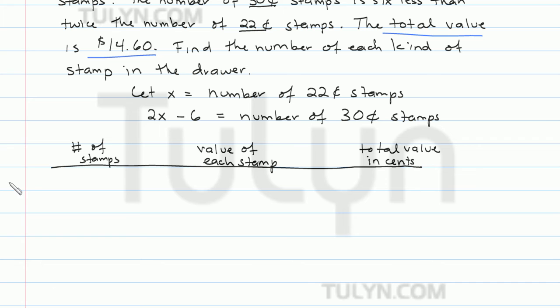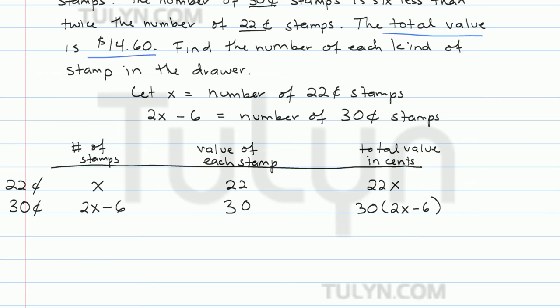So for example, for the 22-cent stamps, we have x number of stamps, and the value of each stamp is 22 cents. So when we talk about the total value, we want to take 22 cents times how many stamps there are, so 22x. Similarly, for the 30-cent stamps, we get 2x minus 6 number of stamps, worth 30 cents each, so the total value in cents is going to be 30 times the number of 30-cent stamps, which is 2x minus 6.